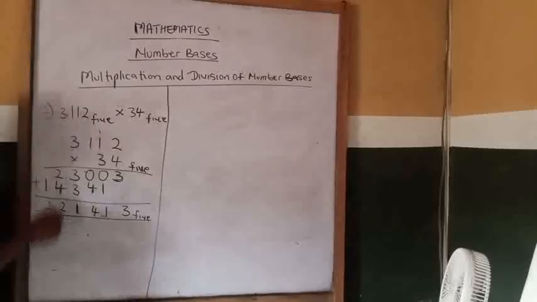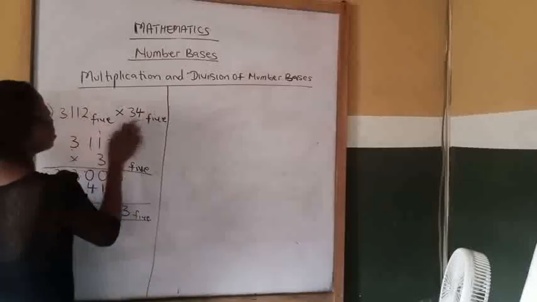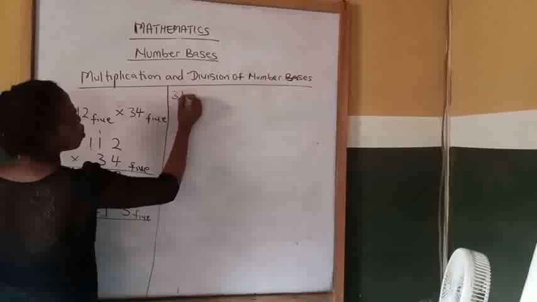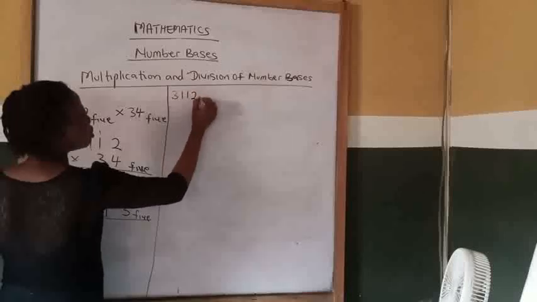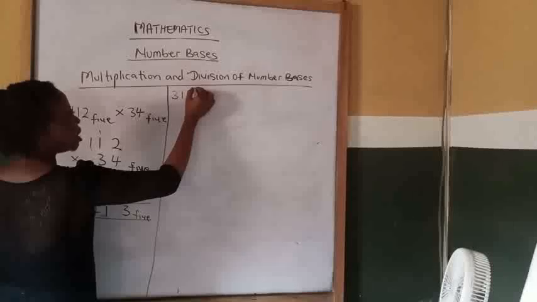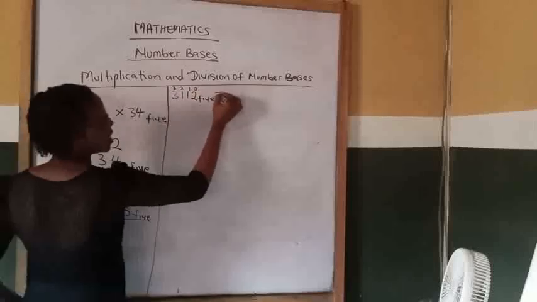So let's use the second method. We convert the two numbers to what? To base 10. That's the second method. So 3112 base 5. Write the power of the place value of each digit: 0, 1, 2, 3. So let's expand.